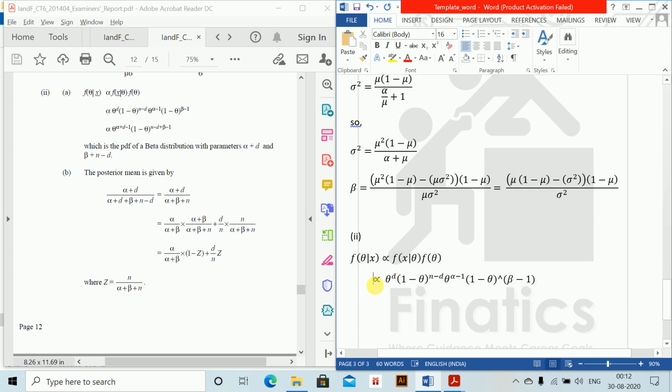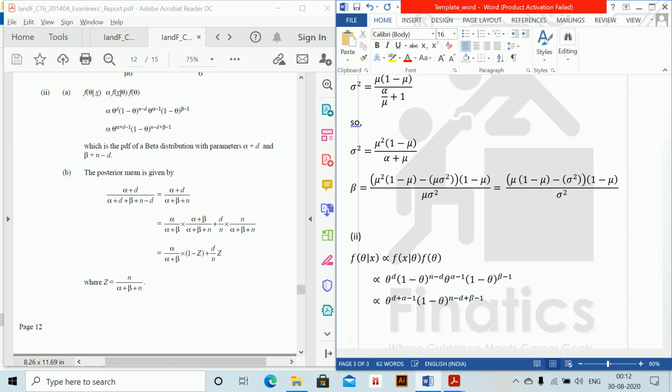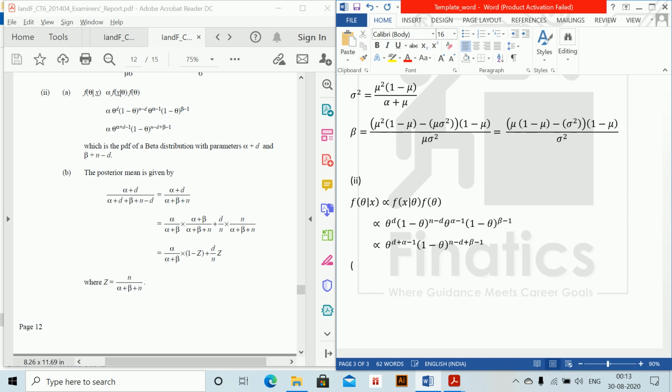Again I'll not write, copying this, pasting and just adding to the power d+α−1 and n−d+β−1. Okay, and part B, posterior distribution, posterior mean.